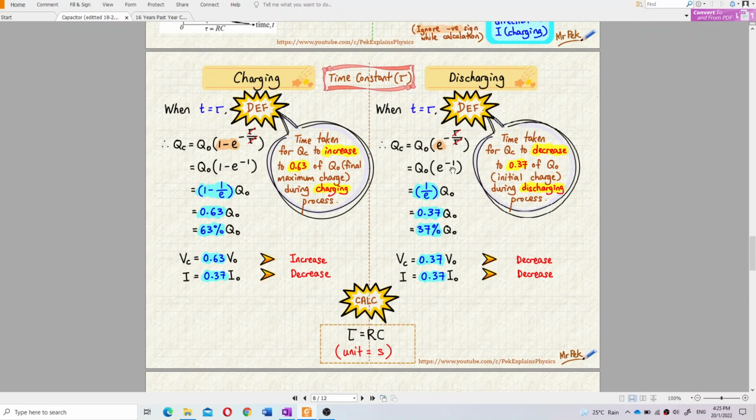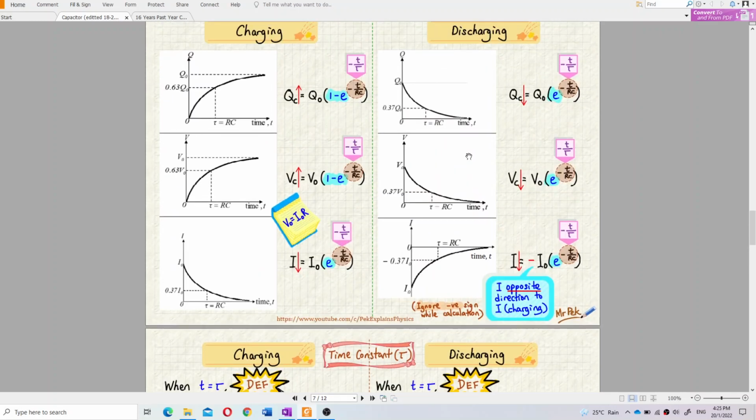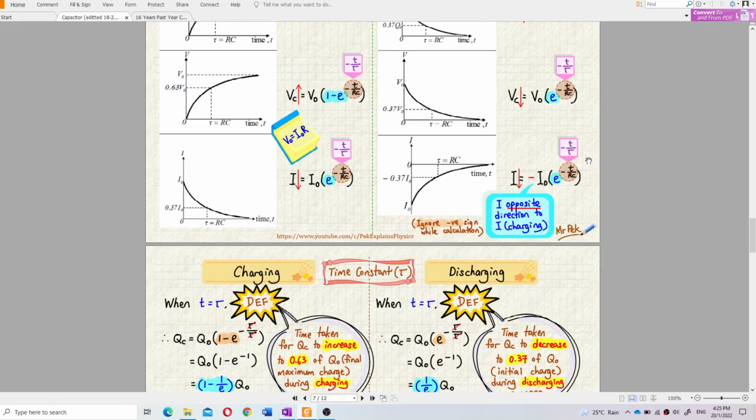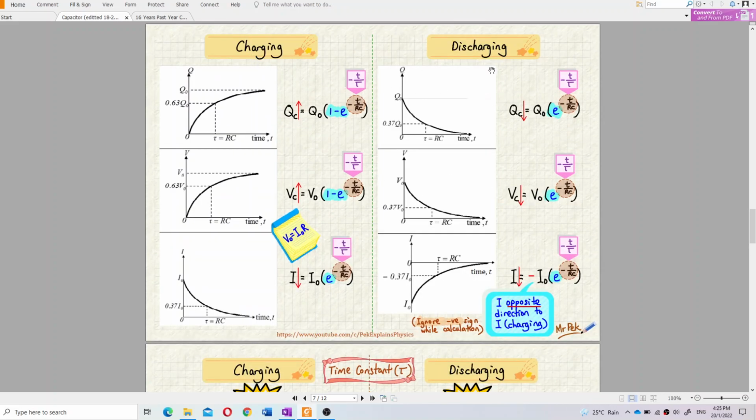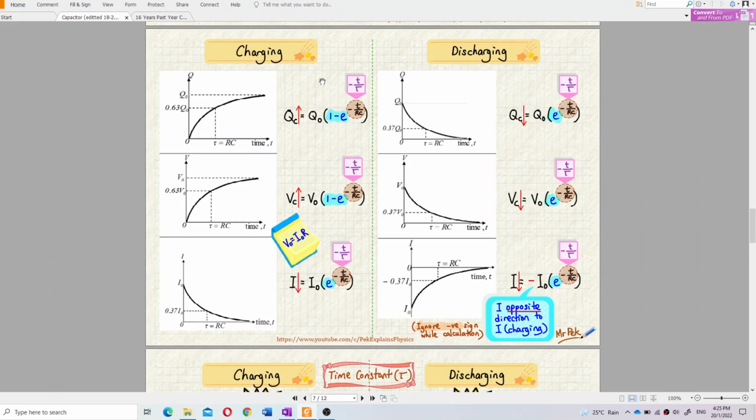Okay. One thing we know about charging is the charge and voltage increase, current decreases. But in the discharging process, all factors decrease. That means charge, voltage, and current all decrease. So this is how I remember the formula. Okay, so for the discharging process, what's the charge formula?